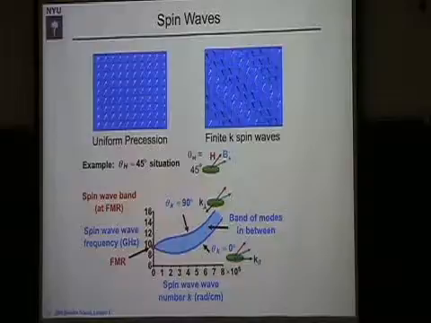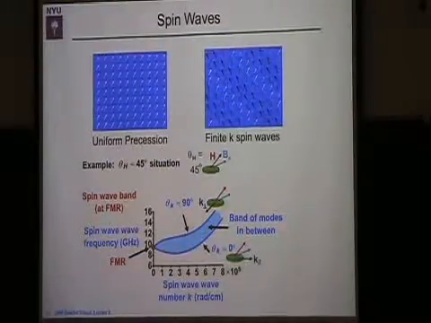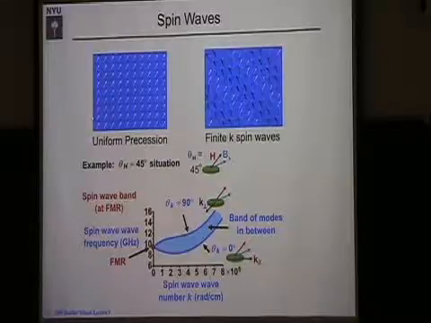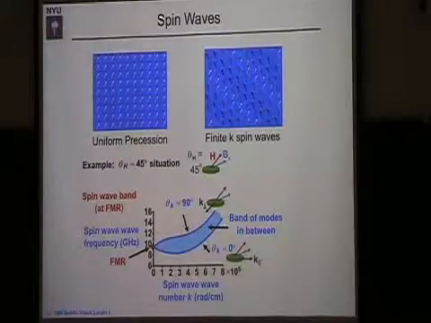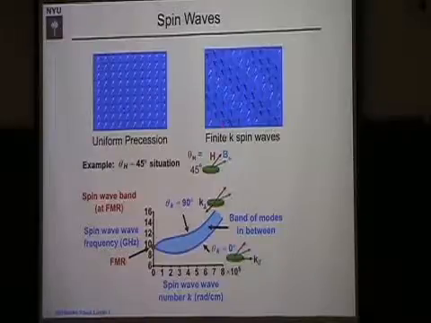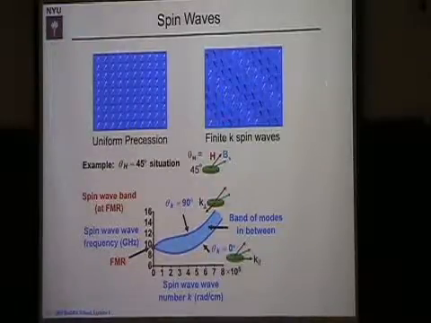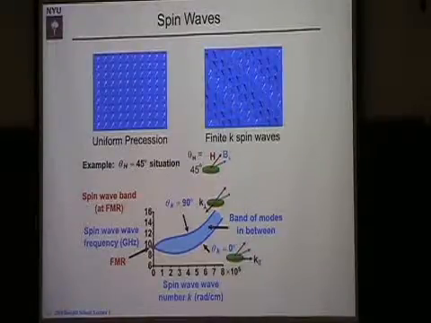Let's skip this. And the Landau-Lifshitz-Gilbert equation, I'll just say, also describes these uniform excitations. It can also describe spin wave excitations. Classically, these are excitations that pictorially look like this, where the phase of the magnetization varies as you traverse the sample.